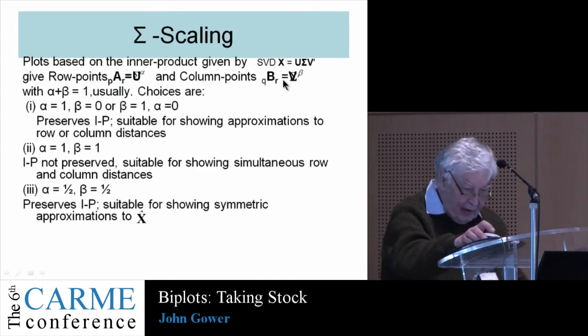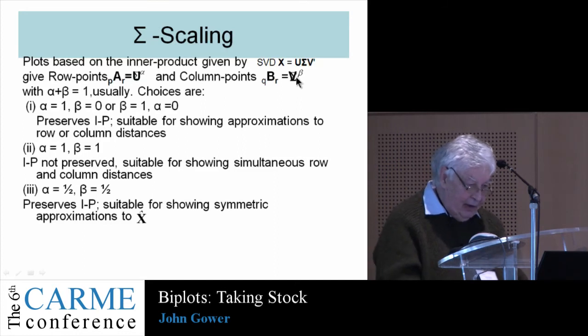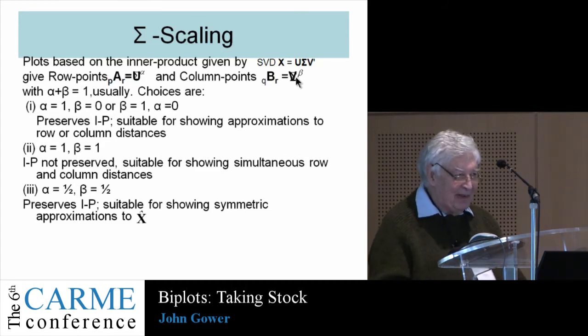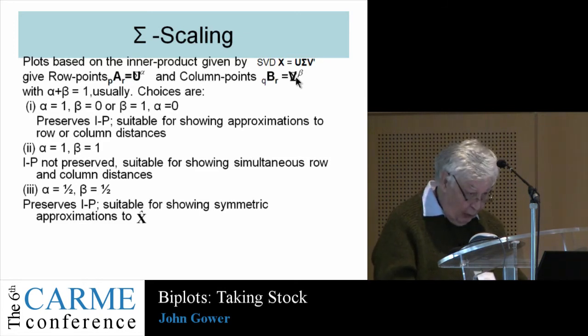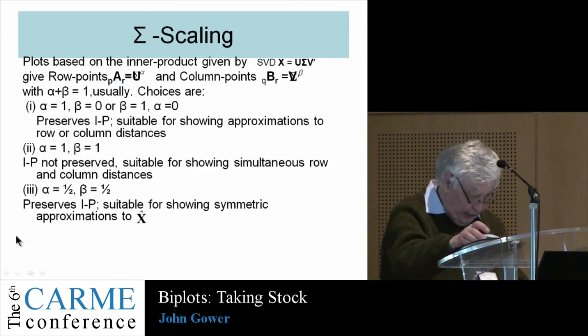But, of course, we have the singular value decomposition, and we can plot row points, U sigma to the alpha, and column points, V sigma to the beta. And there is a huge literature. In my opinion, far too much is written about how you should choose alpha and beta. People get very hot under the collar, if I can use an English expression, about choosing alpha and beta. Ideally, alpha and beta should add up to 1 if you want to preserve the inner product. And the easiest way of doing that is to choose alpha as 1, beta as 0, or beta as 1, alpha as 0. That preserves the inner product.